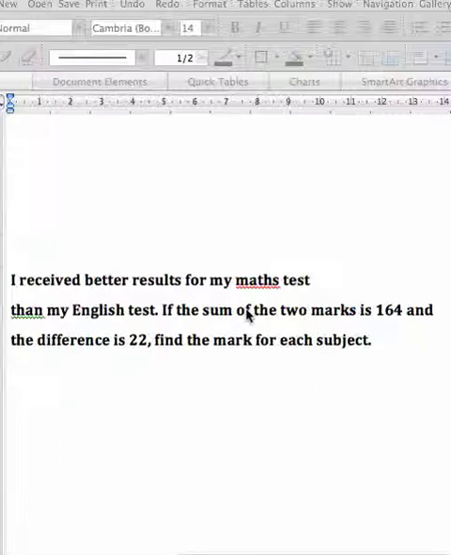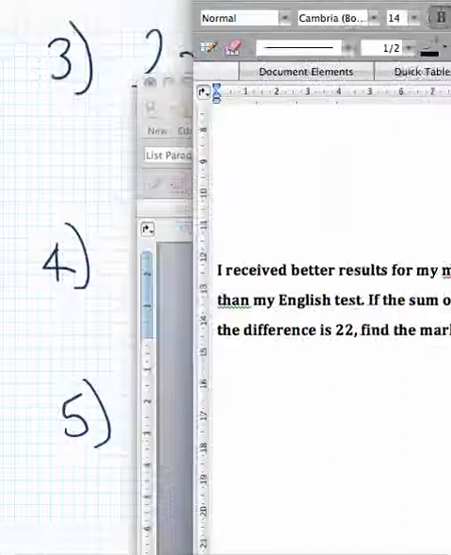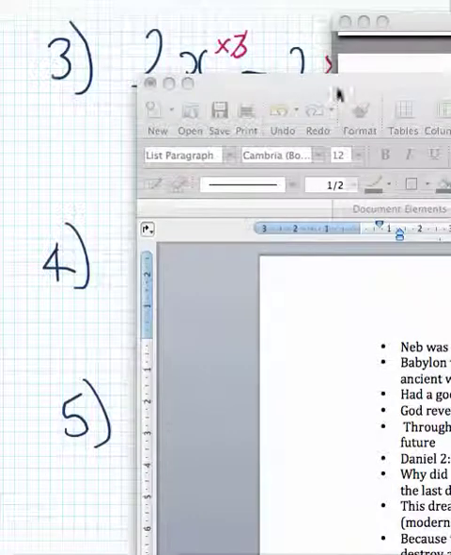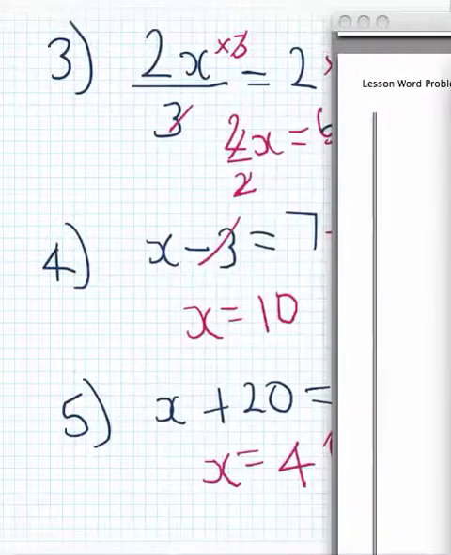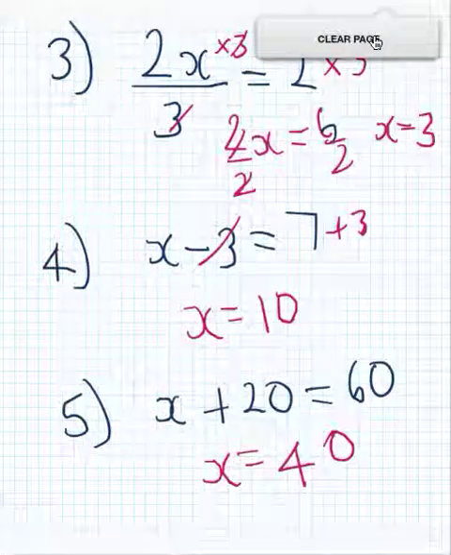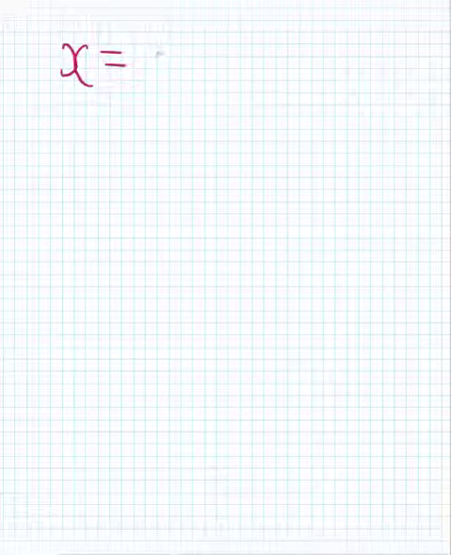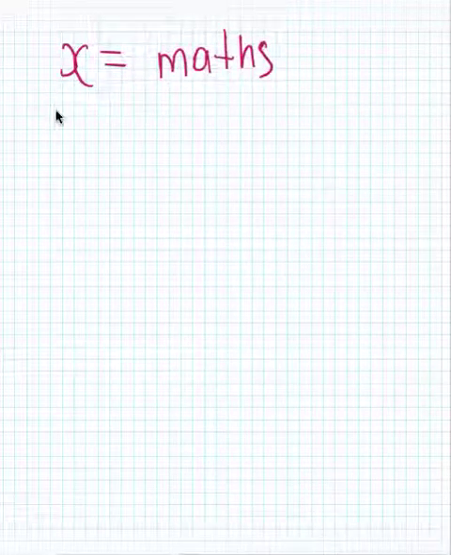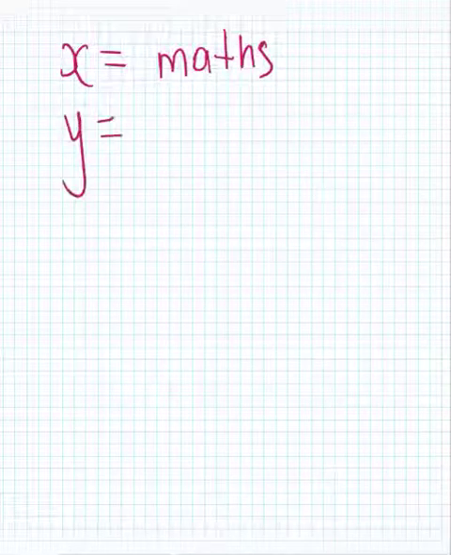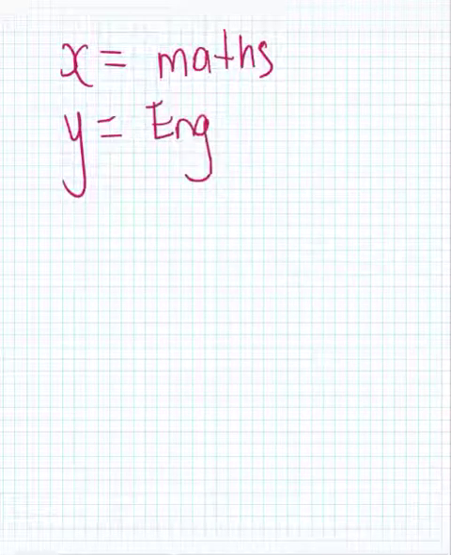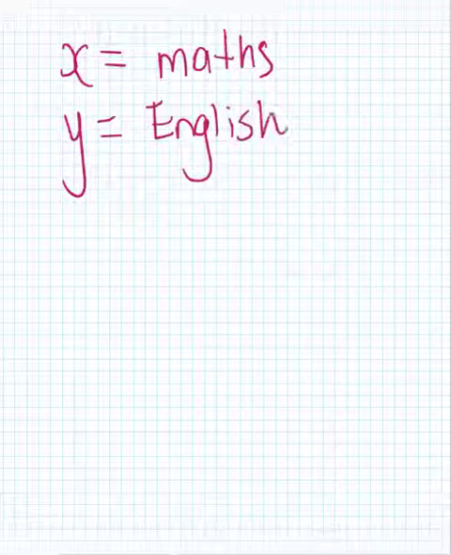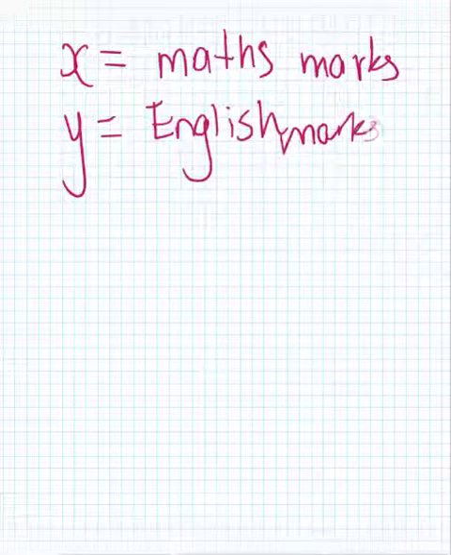So following those steps, our first step will be, just clear the page, to first state your variables. So we can say x can represent maths, and y can equal English. And if you want to write marks, then, because we're focusing on the marks they get.